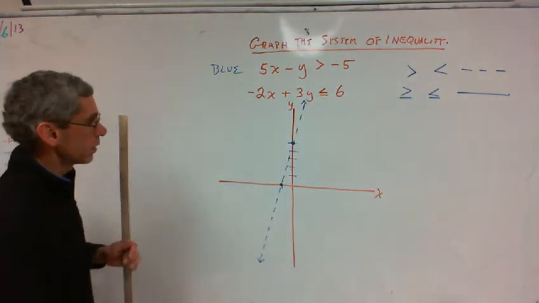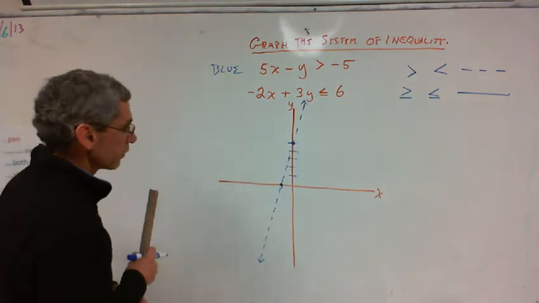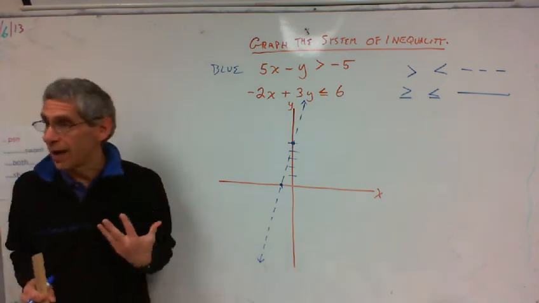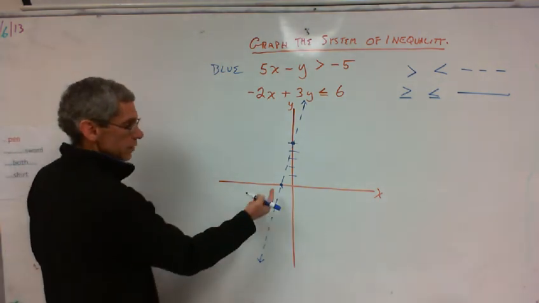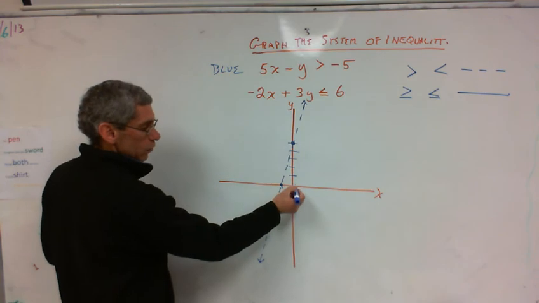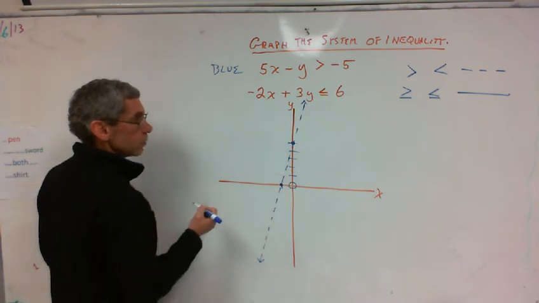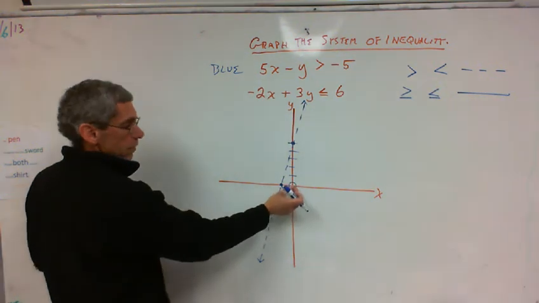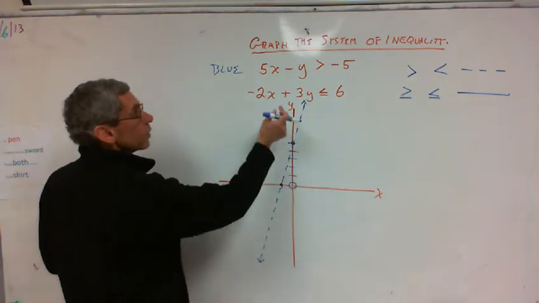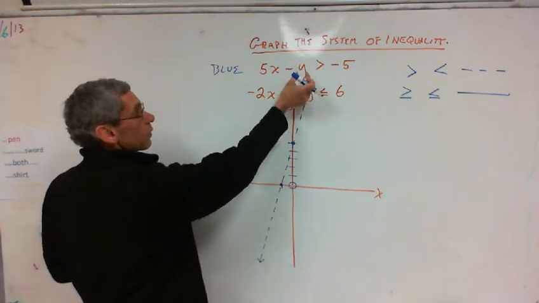No, never ends. All right, so that's my first line. Now I've got to figure out my shading, right? So I'm going to choose an easy point that is not on that line. Fortunately, 0, 0 is not on the line, so I'm going to use 0, 0. So I'm going to replace the x with 0 and the y with 0.